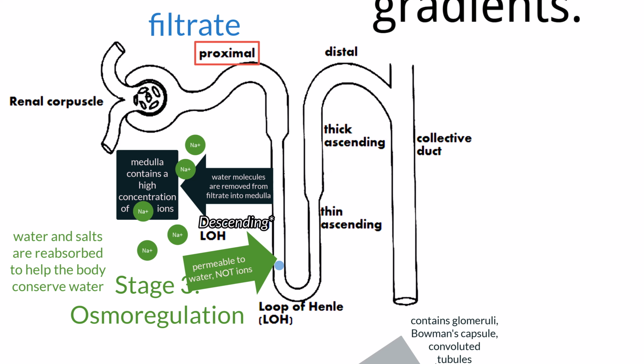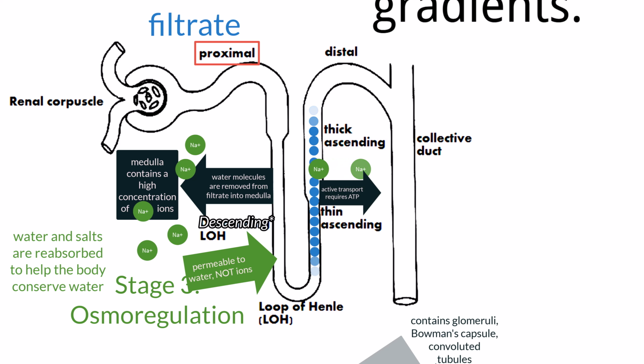Recall ions such as sodium and chlorine and other molecules such as glucose and water have already been selectively reabsorbed in the proximal convoluted tubule. Now we have even more water being reabsorbed, or moving out of the filtrate. As the filtrate continues its path up the ascending limb of the loop of Henle, sodium ions are actively pumped out. This requires a lot of ATP.